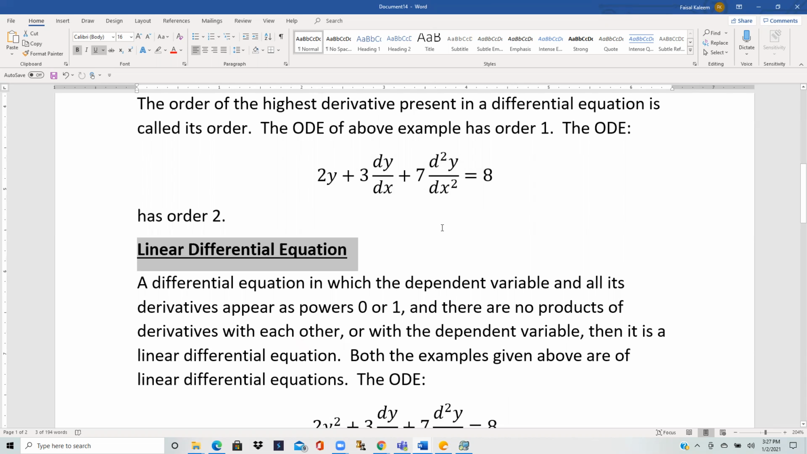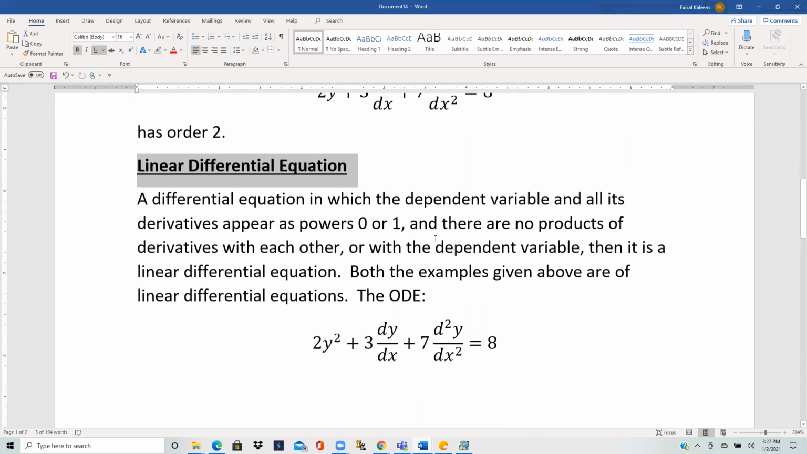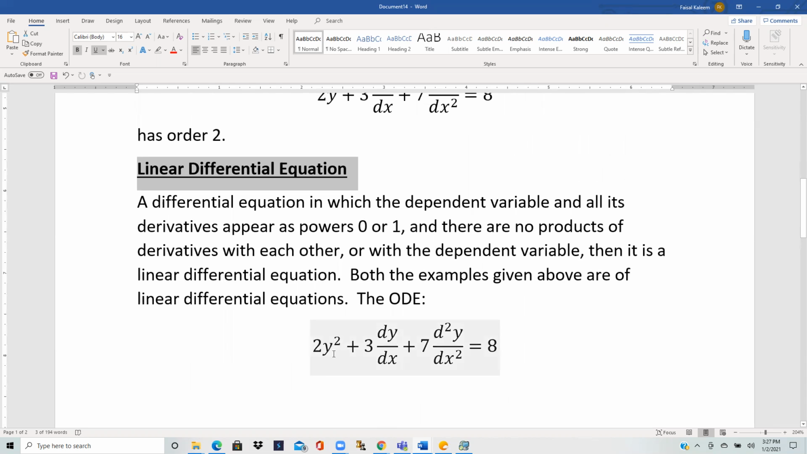And then there should also be no products of derivatives with themselves or derivatives with variables or variables with themselves. Only the dependent variable matters, x is fine. So for example, this is not a linear differential equation because we have a product of y with itself. Or we can say that the dependent variable is appearing to a power other than 0 or 1, that's power 2. These two terms are fine, but this term makes it a nonlinear equation. Similarly, if there was a y times dy by dx, that also makes it nonlinear.